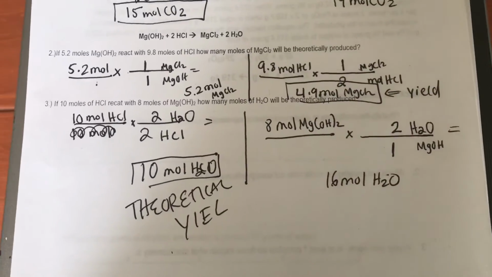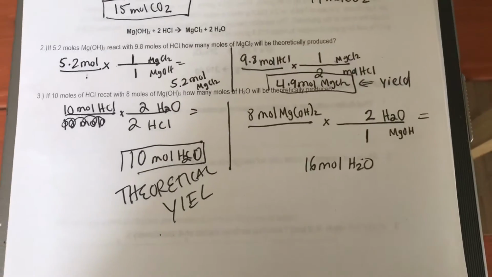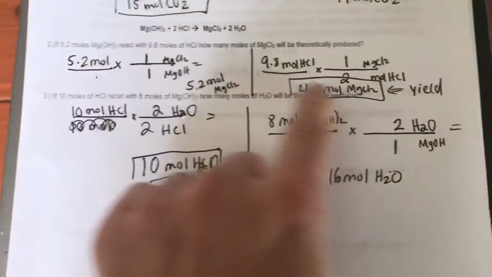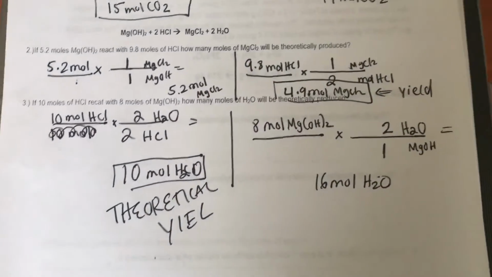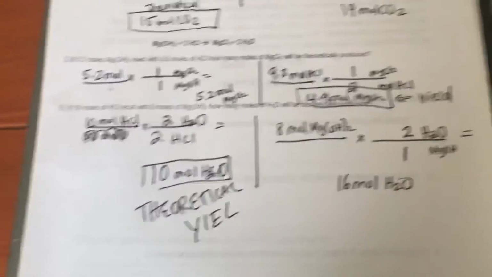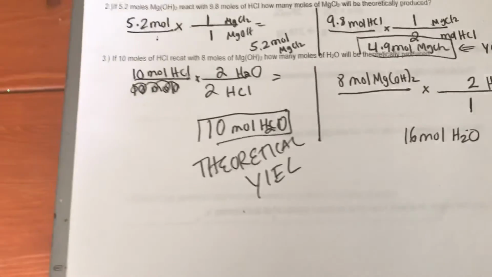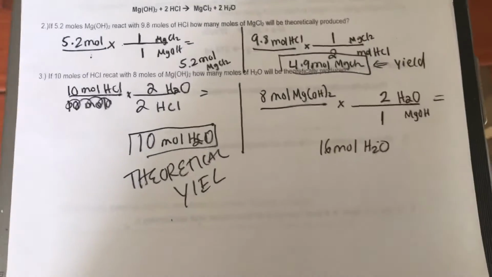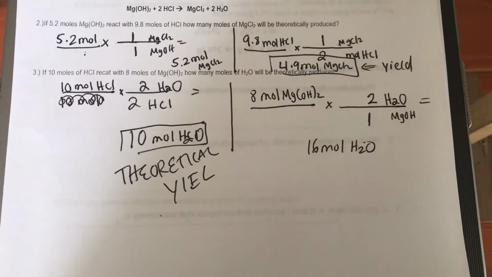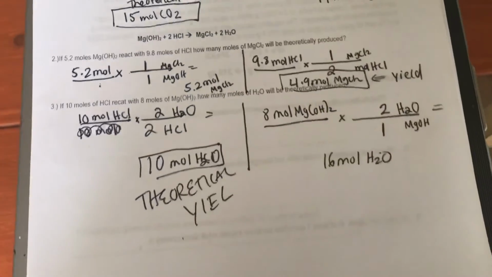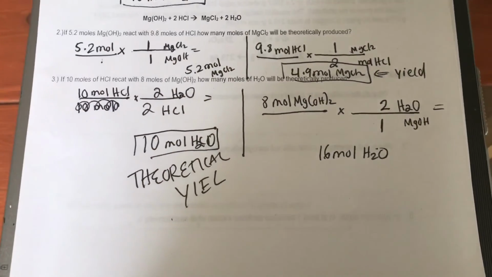So here are the answers to the last 2 problems. You can see in number 2 here, the answer was 4.9 moles of MgCl2. That one came out to be less. And in number 3, it was 10 moles of H2O. You can see my work up here. And hopefully you've gotten this lesson and you're ready to work on those exit tickets.